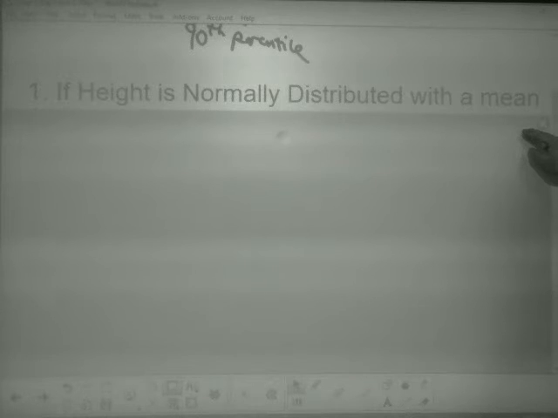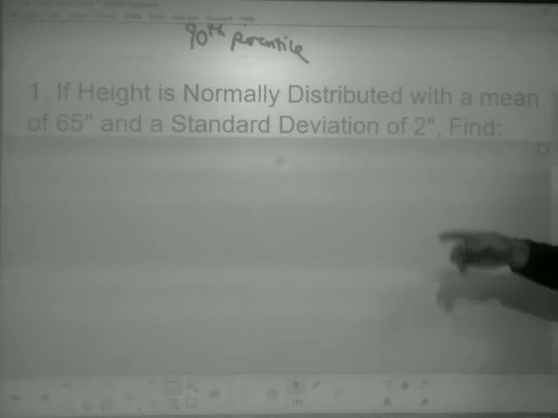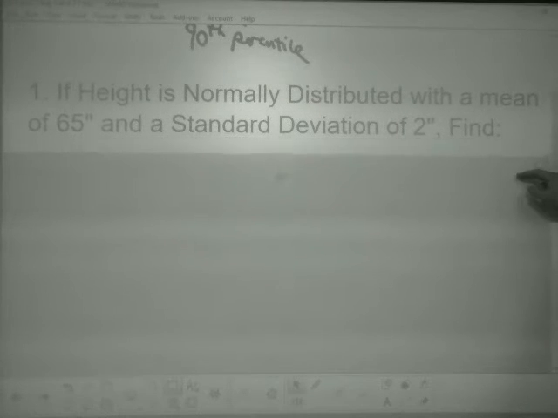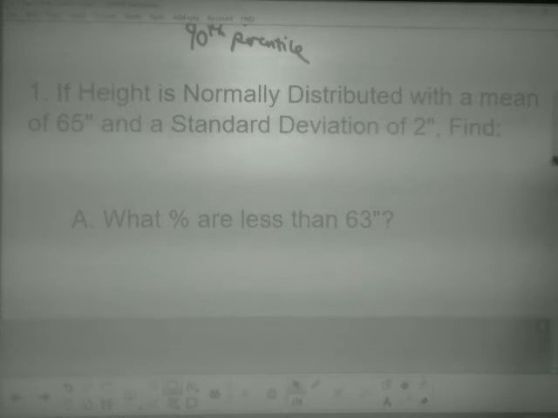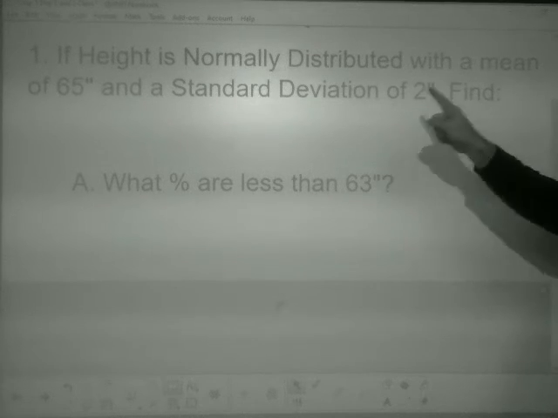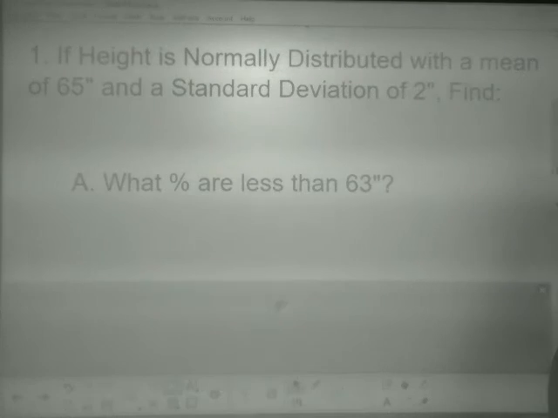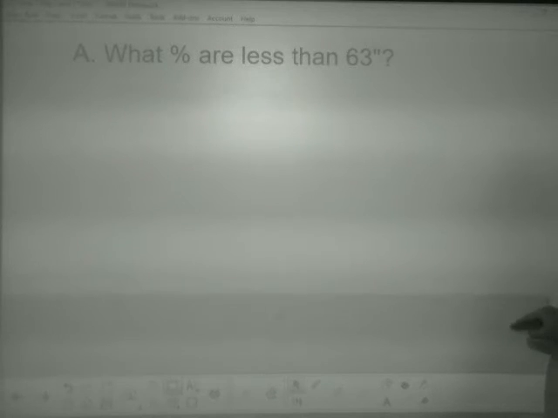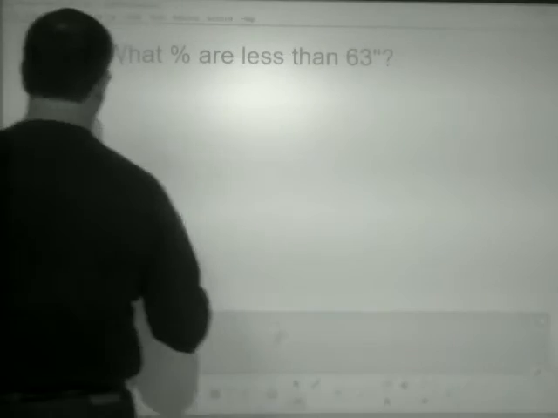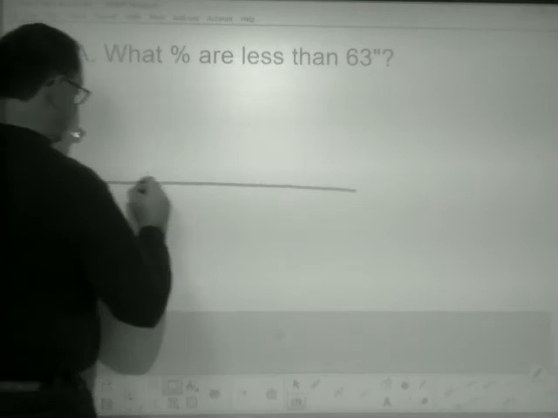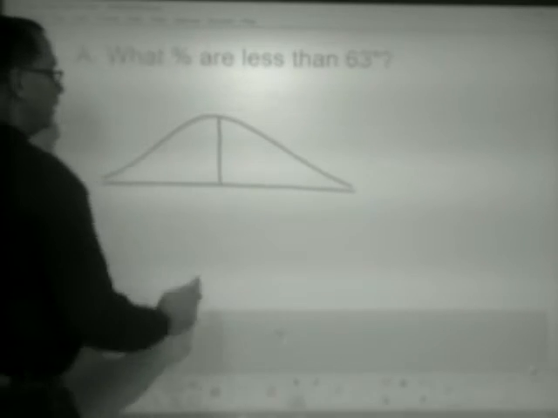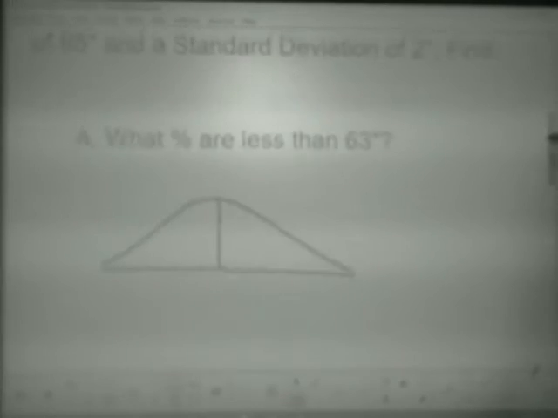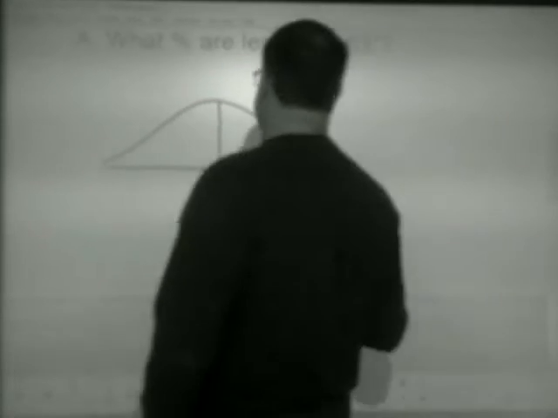So let's look at some questions. If height is normally distributed with a mean of 65 inches and a standard deviation of 2 inches, find what percent of people would be less than 63 inches. So the mean is 65, standard deviation of 2. If they tell me it's normally distributed, then the first thing I have to do is draw a normal curve. The mean is 65 inches, and a standard deviation of 2.